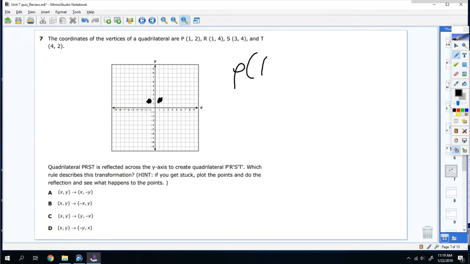So P was originally (1, 2). P prime is now (-1, +2). So it means my rule is B.